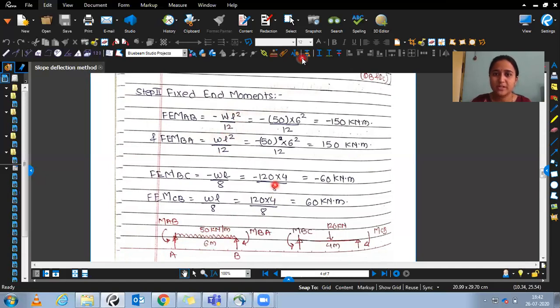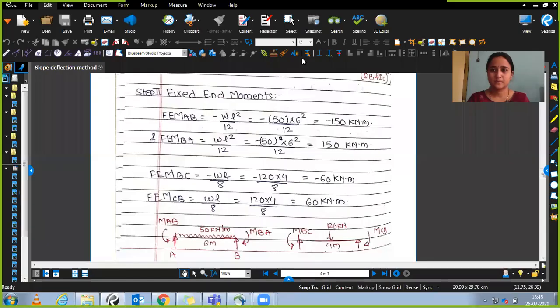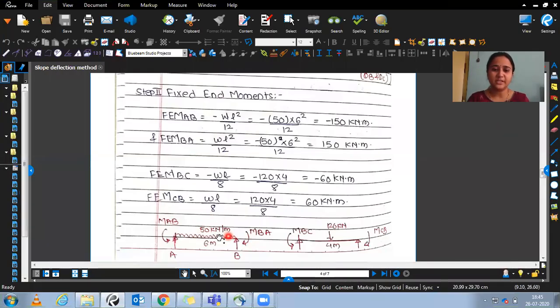Because of this UDL on the entire beam, there will be a moment at AB and a moment at BA. This moment is trying to rotate the beam in the anti-clockwise direction, so the moment at AB is considered negative WL square by 12. W is 50, L is 6, divided by 12. So minus 150 kilonewton meter is the fixed end moment at AB.